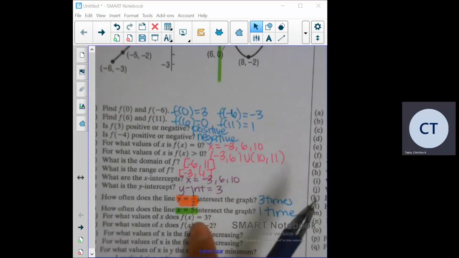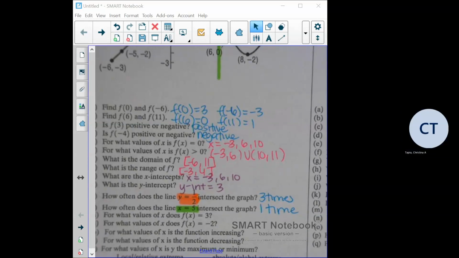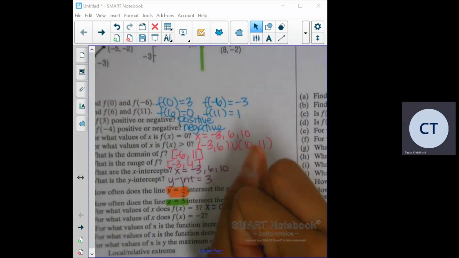All right, so back to the last couple ones. For what values of x does f of x equal 3? What does that mean? If f of x equals 3, what values am I looking for? The y values, when they equal 3, what are the x's? Look at the graph. When y is 3, what are the x's? 0 and 4. So x is going to equal 0 and 4.